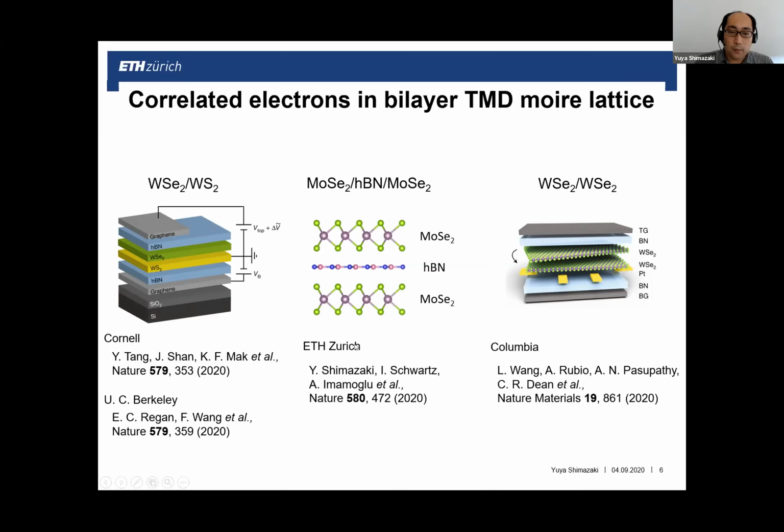From our group, we reported molybdenum diselenide bilayers separated by a monolayer hexagonal boron nitride barrier. And from the Columbia group, they reported a twisted bilayer tungsten selenide system, and they also showed the onset of superconductivity in this system. And from now, I would like to focus on this molybdenum diselenide bilayer system.